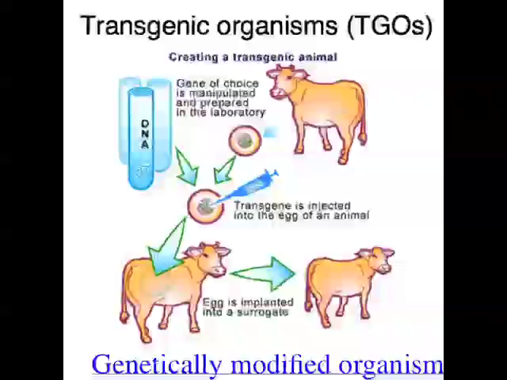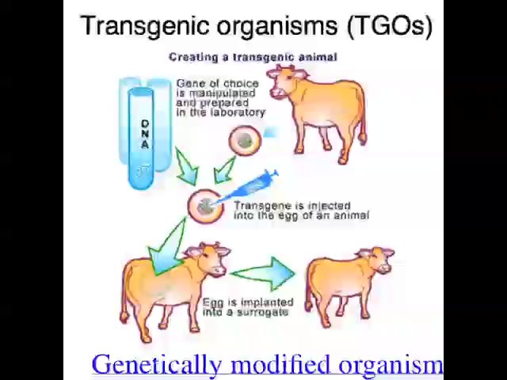But genetic engineering actually evades this natural limitation. So geneticists now have the ability to transfer genes between species. And organisms that have had any foreign DNA inserted into their genome are called transgenic organisms.